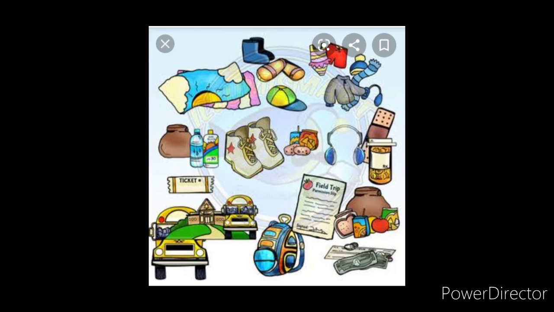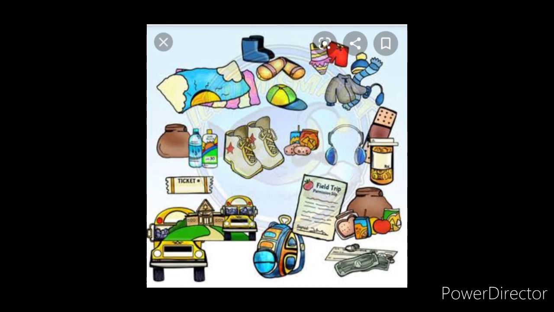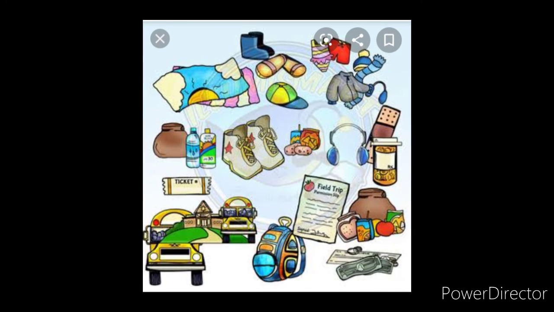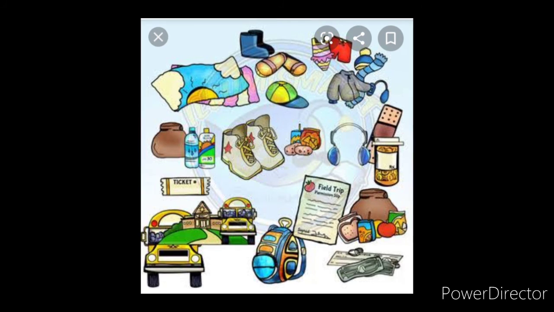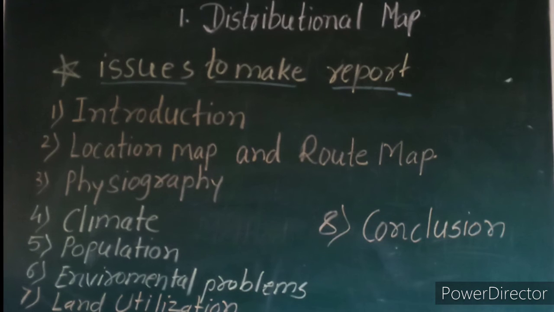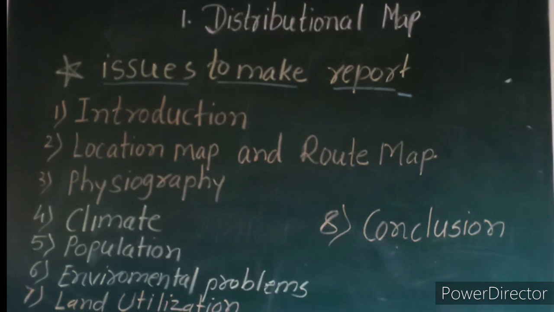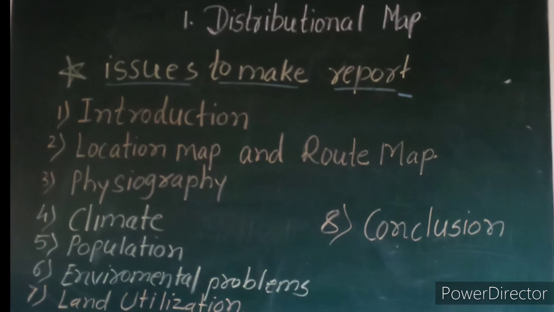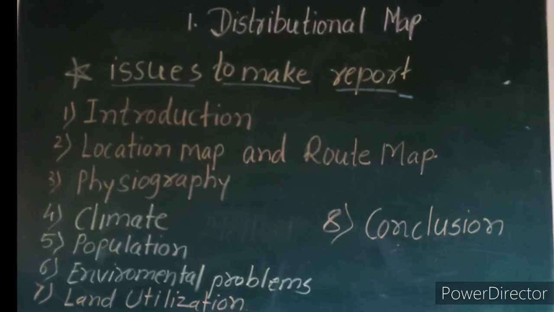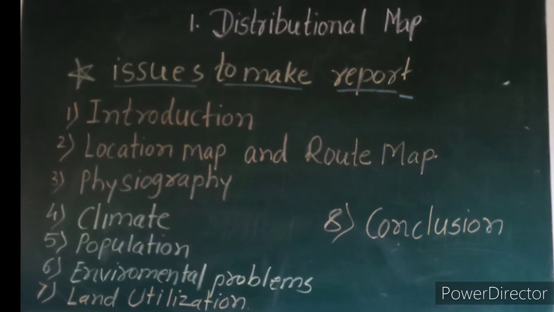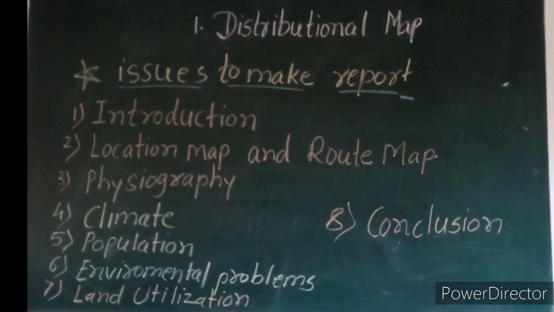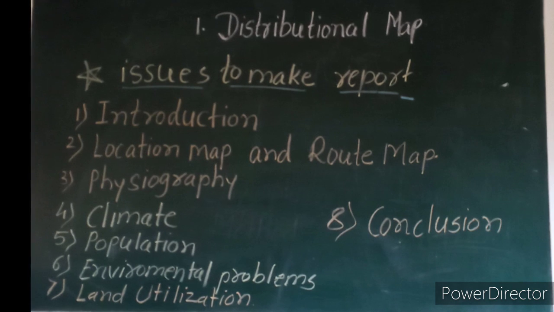For a field visit, you should carry a notebook, specimen, questionnaire, pen, pencil, scale, tape, compass, a bag for collecting samples, maps, camera, etc. Report writing. A field report should be written on the basis of information obtained after the visit is complete. Use the following issues to make a report and photographs wherever necessary. Introduction, location map and route map, physiography, climate, population, environmental problems and measures, land utilization, conclusions.